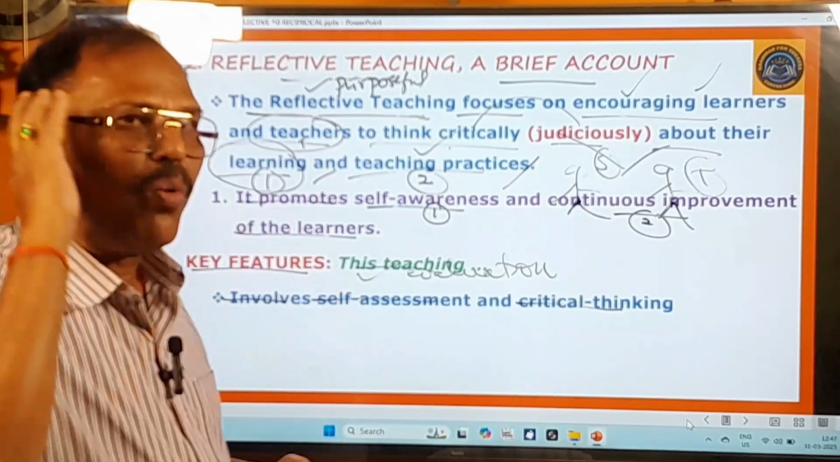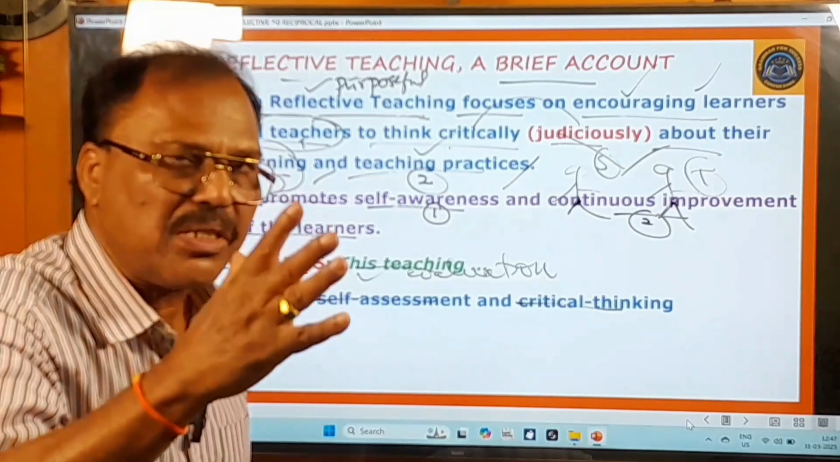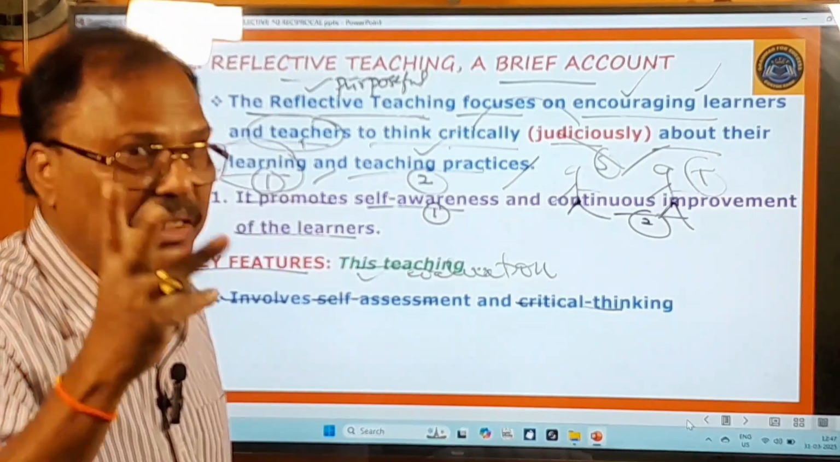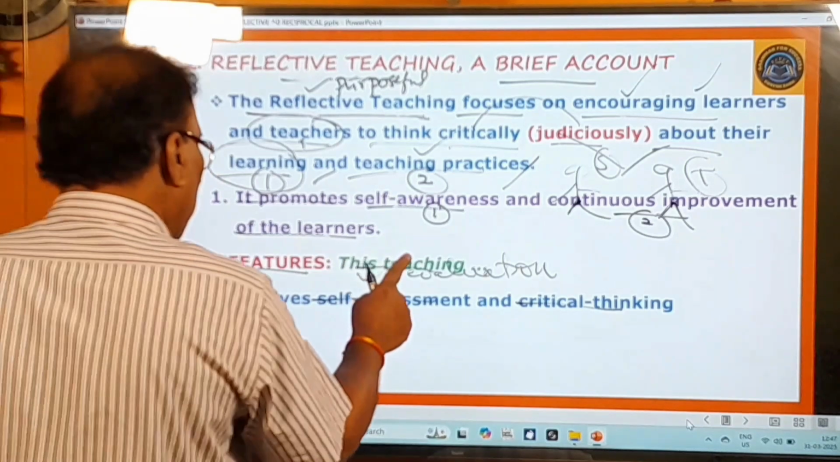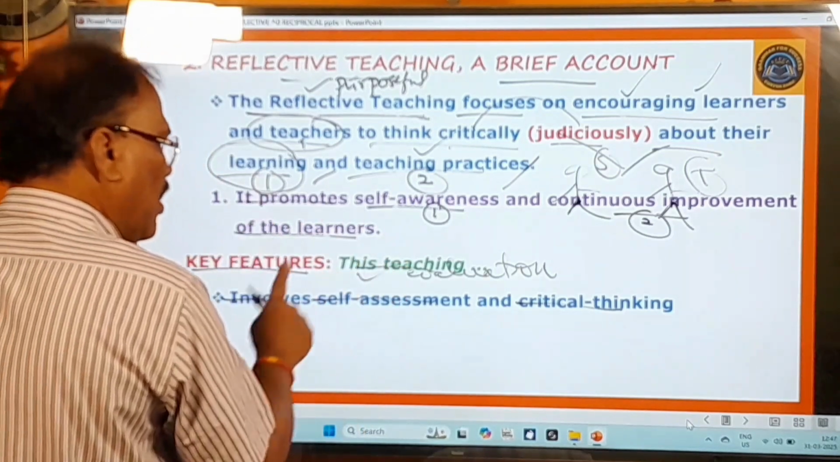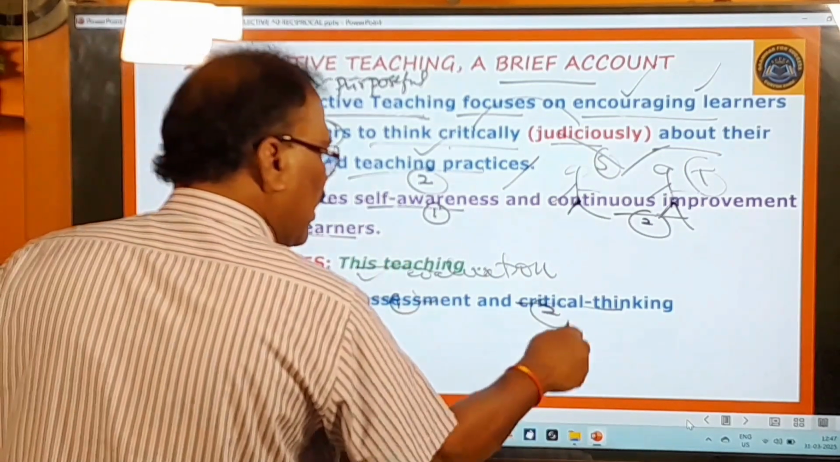Critical thinking means wise thinking or judicious thinking. You must always think wisely. You must always think judiciously. That's very interesting. So this teaching includes self-assessment and critical thinking, these two things.